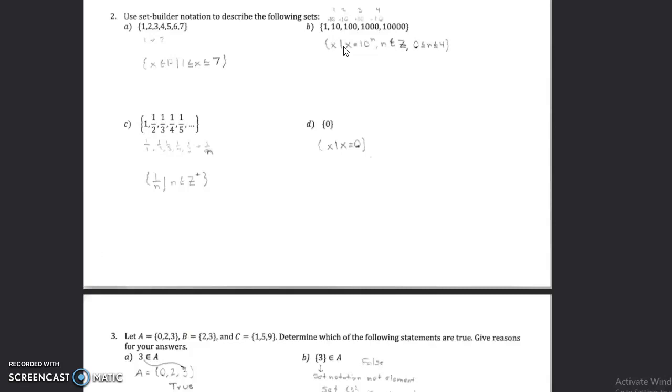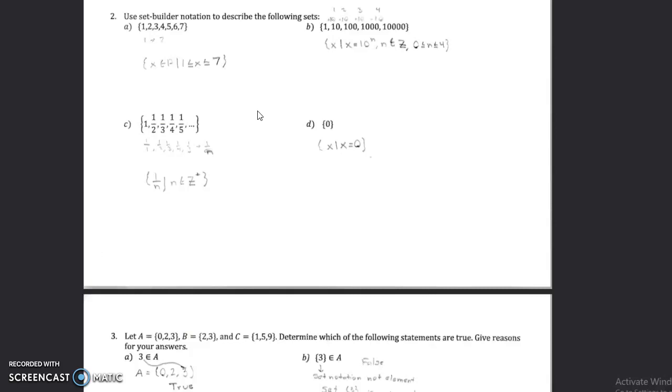X is equal to 10 to the power of 0, we get 1. X is equal to 10 to the power of 1, we get 10. X is equal to 10 to the power of 2, 100. You can see how the pattern goes all the way up to 4. For C, we have a set of elements that go 1, 1 over 2, 1 over 3, 1 over 4, 1 over 5, and so on, which means it goes on infinitely.